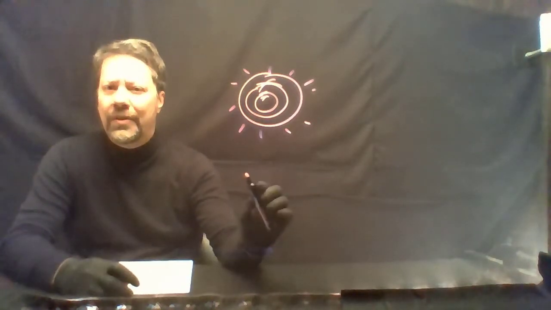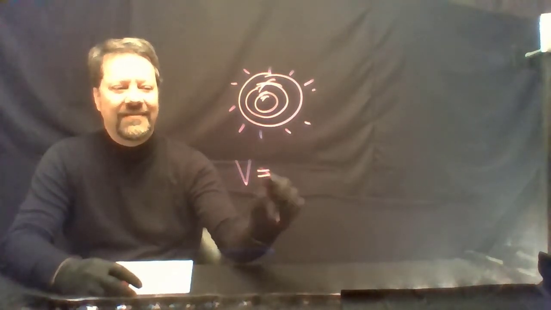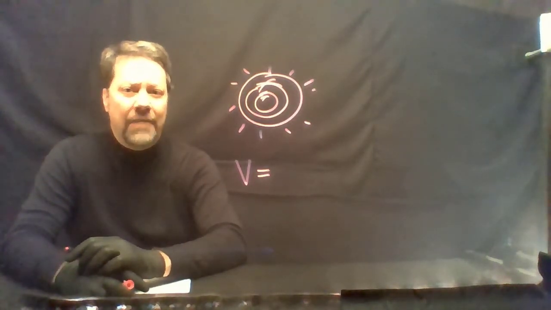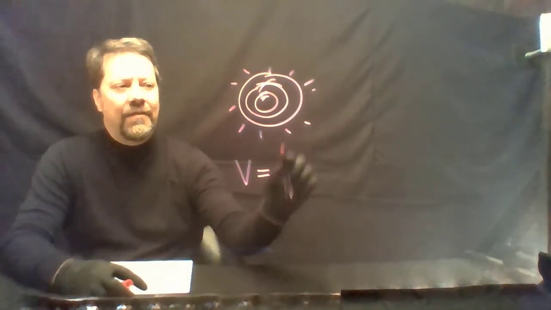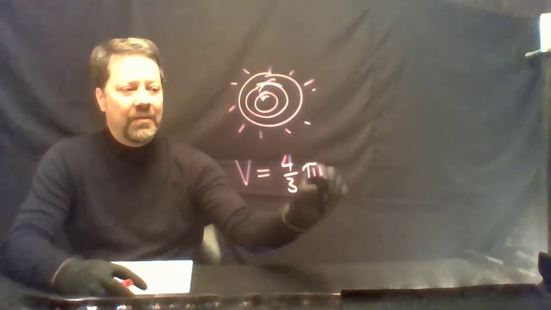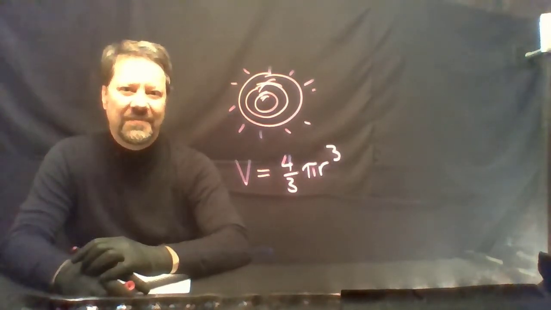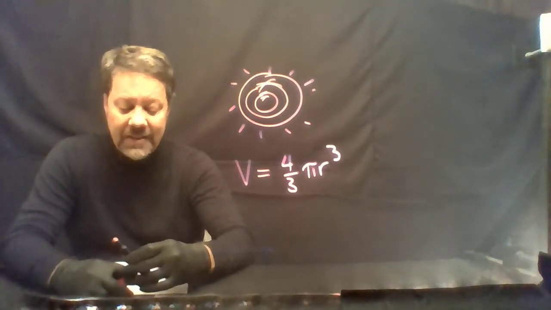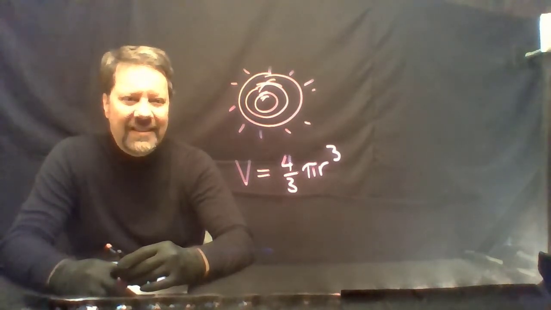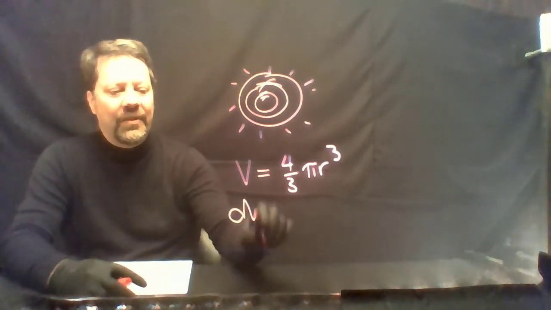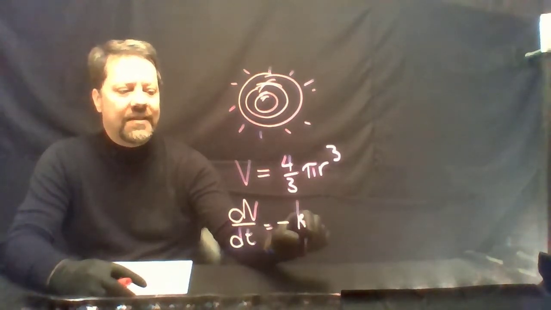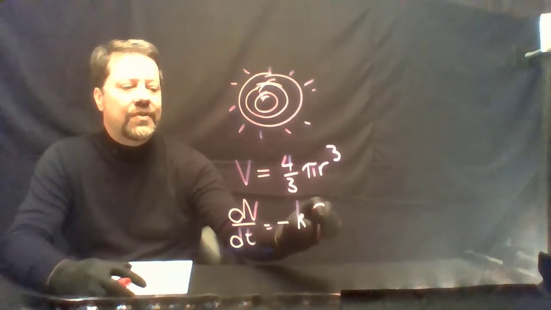What is the volume of a sphere? We're losing volume. There's something going on with respect to the rate of change of volume. The volume of a sphere is 4/3 pi r cubed. Now, the problem states that it's evaporating at a rate proportional to its surface area. The rate at which the volume is changing is a negative constant times the surface area.